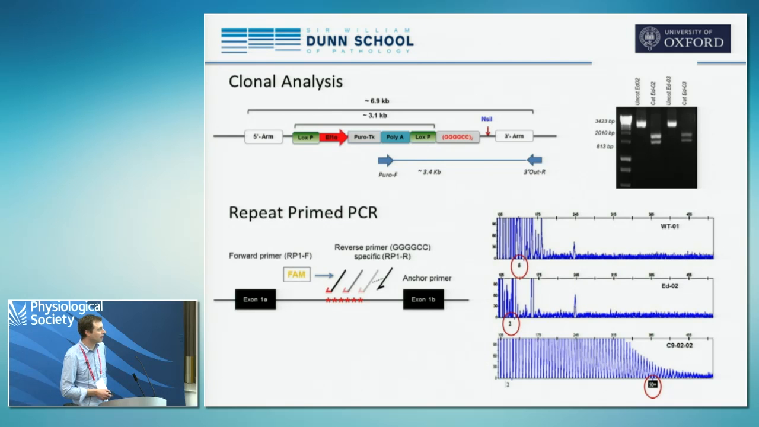We were able to show, here's a wild type line. There's 6 repeats. In our gene edited line, there's only 2 repeats. And here's the line before we carried out our gene editing, where we can see 50 plus repeats. I should say that the maximum number of repeats that you can see with repeat primed PCR is about 50.